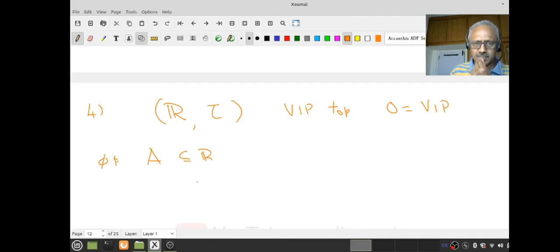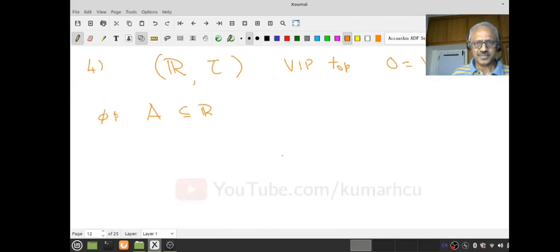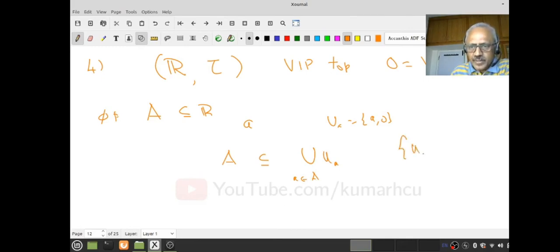Now let's look at this. Again, I do not know what is going to happen, so let's just deal with it. If you had looked at the example of the VIP topology where we discussed compactness and non-compactness, you will know how to approach this. So given any a in A, what are the simplest open sets containing a? U_a equal to {a, 0}, right? Therefore my A is contained in the union of U_a as a varies in A. Do you agree with that? Therefore again {U_a}, a in A, is an open cover of type 1.